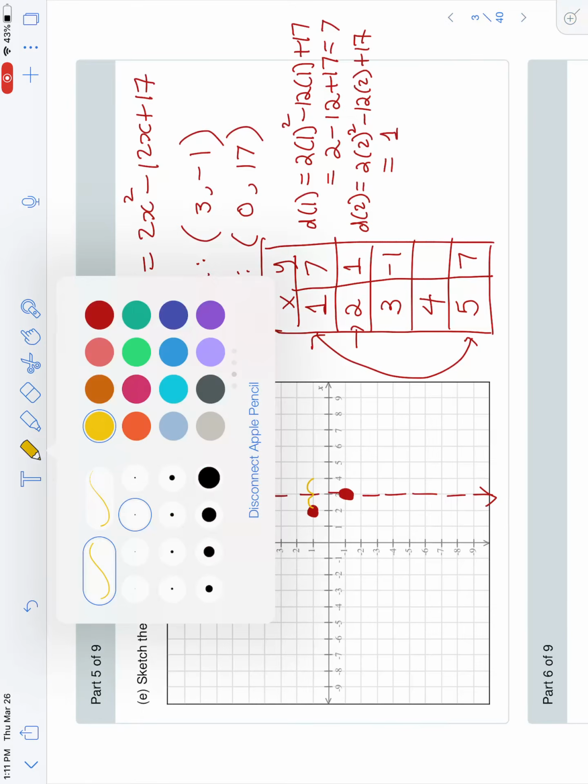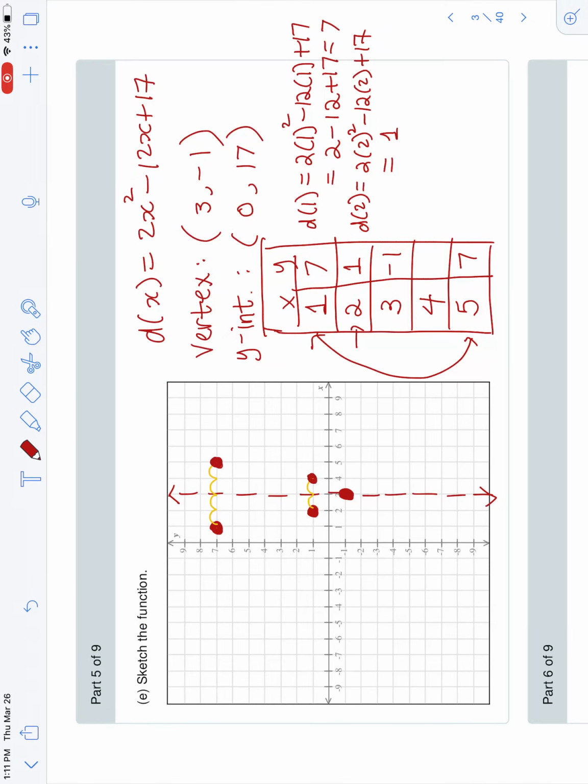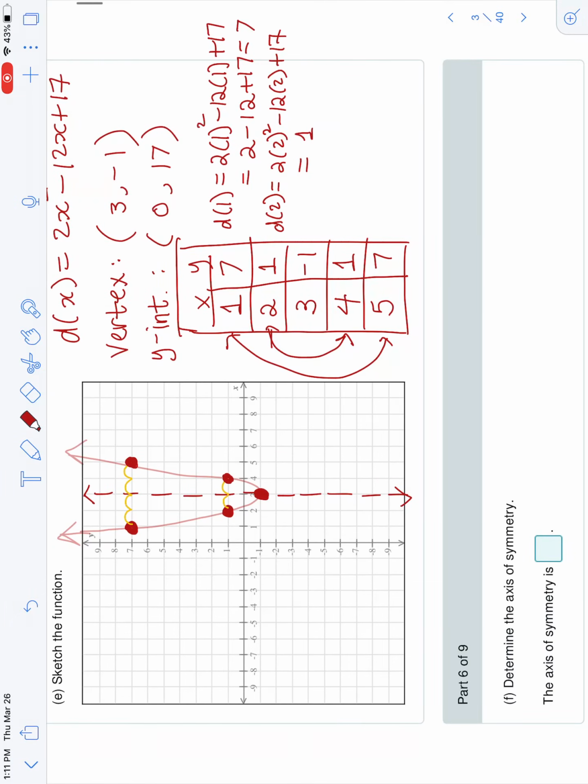If I have a point right there, then using the symmetry, I'm going to go 1 to the right of that axis of symmetry and plot another point at 4, 1. And as you can see, we'll be able to use this nice axis of symmetry idea to graph a function, right? So let's go ahead and sketch a nice curve. And that's how you can sketch this function.